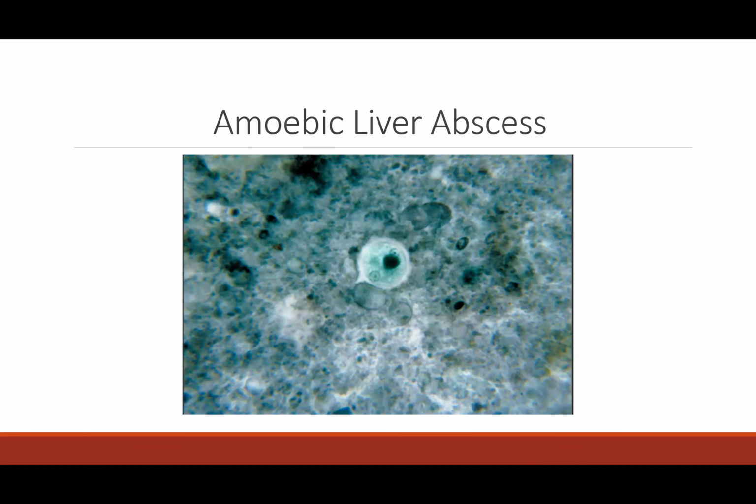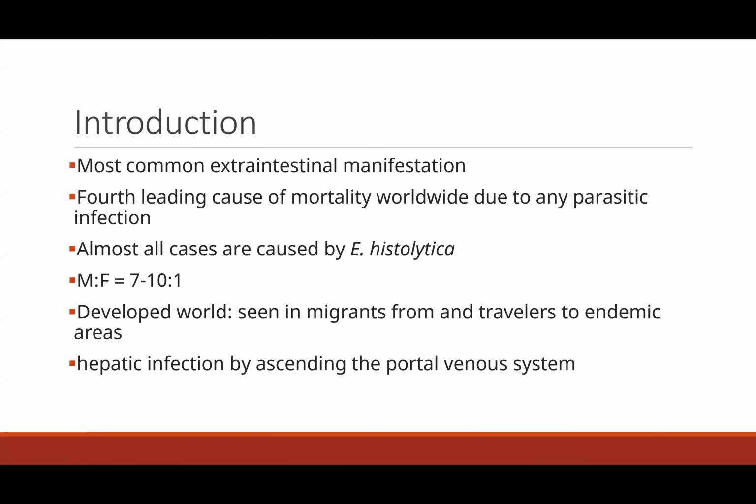Okay, so then I'm going to move to amoebic liver abscesses now. Amoebic liver abscess is the most common extraintestinal manifestation of amoebiasis. It's the fourth leading cause of mortality worldwide due to any parasitic infection and has an estimated 50,000 deaths annually. And it's caused by, we know, almost all are caused by Entamoeba histolytica.